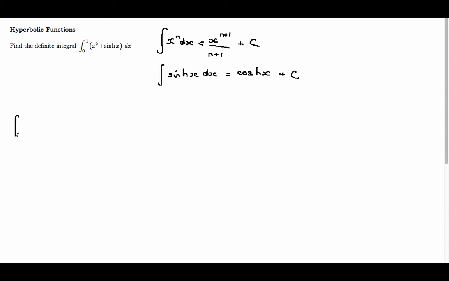So we say the integral between 0 and 1 of x squared plus sine x with respect to x. We first of all perform the integral and then we sub in our limits afterwards. So the integral of x squared, using this result that we've just written down, is x cubed over 3. And the integral of sine x is cos x.